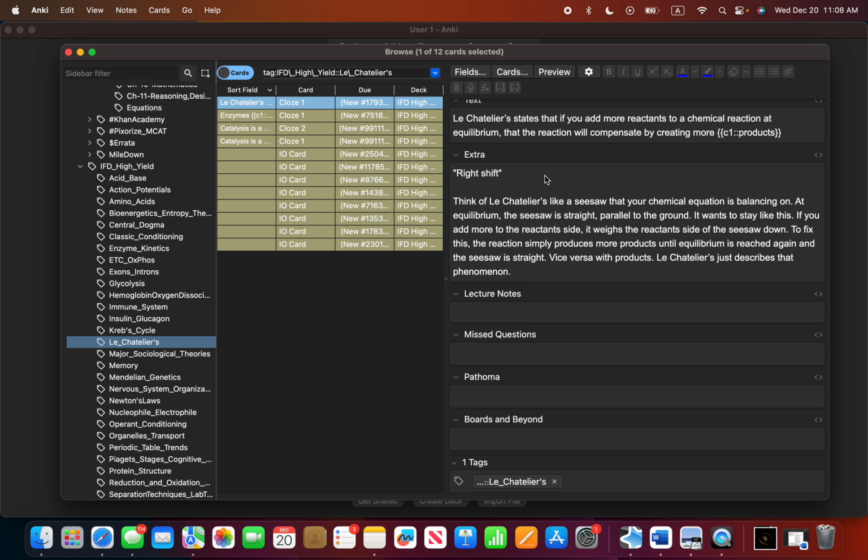So think of Le Chatelier's like a seesaw that your chemical equation is balancing on. At equilibrium, the seesaw is straight, parallel to the ground. It wants to stay like this. If you add more to the reactant side, it weighs the reactant side of the seesaw down. To fix this, the reaction simply produces more products until equilibrium is reached again, and the seesaw is straight. Vice versa with products. Le Chatelier just describes that phenomenon.